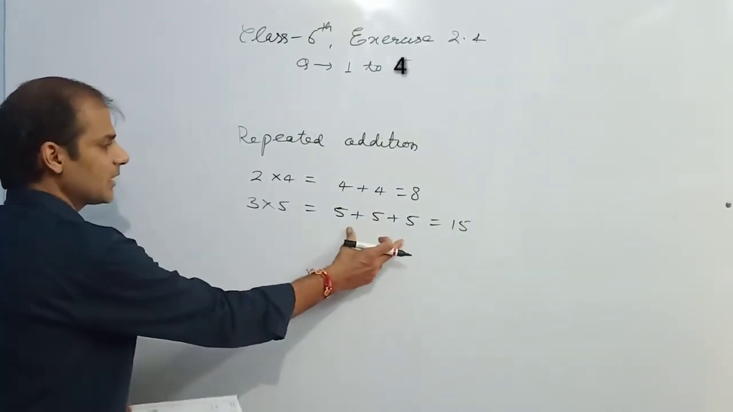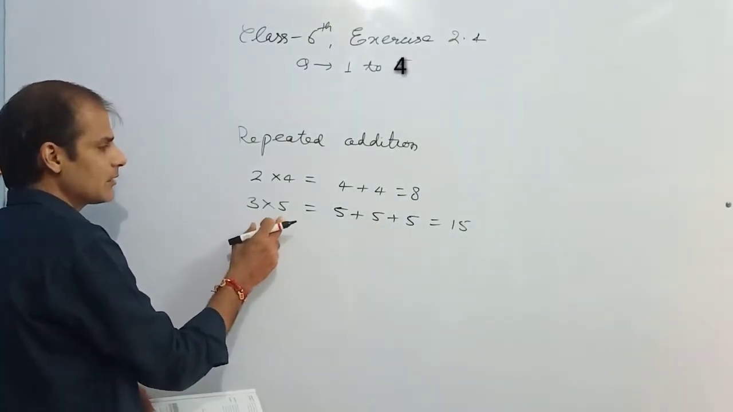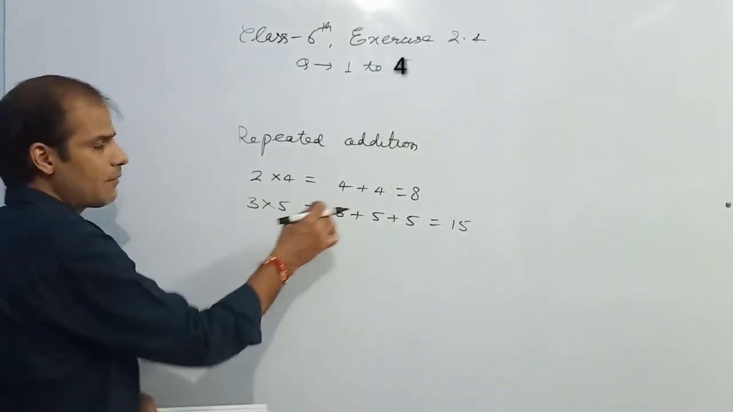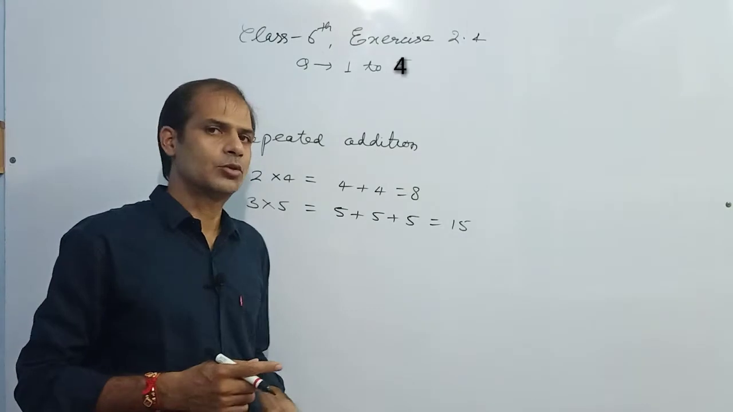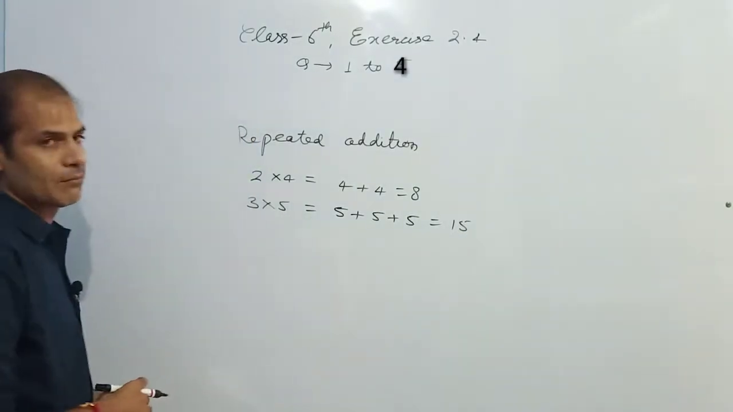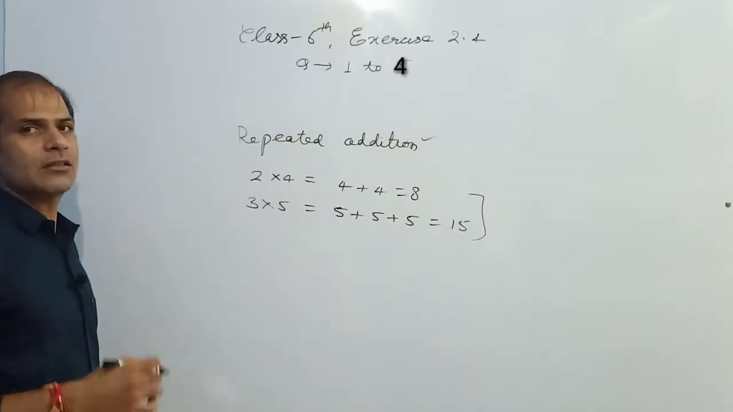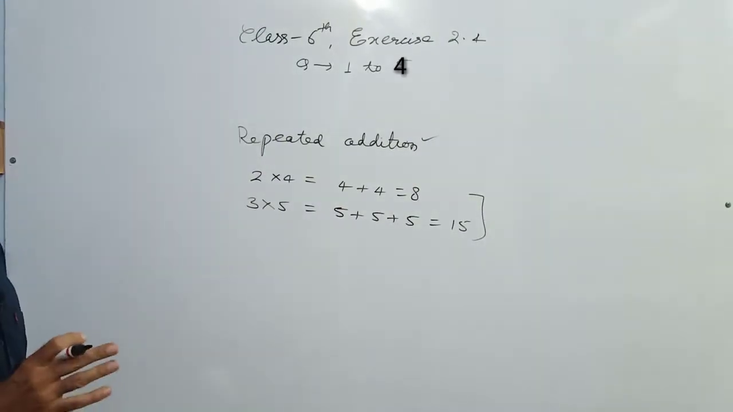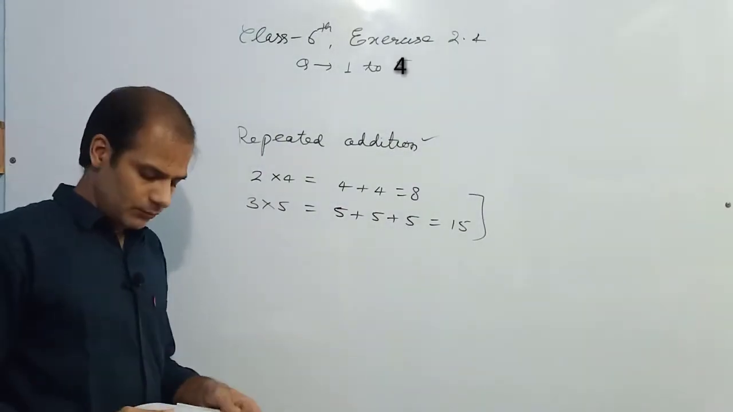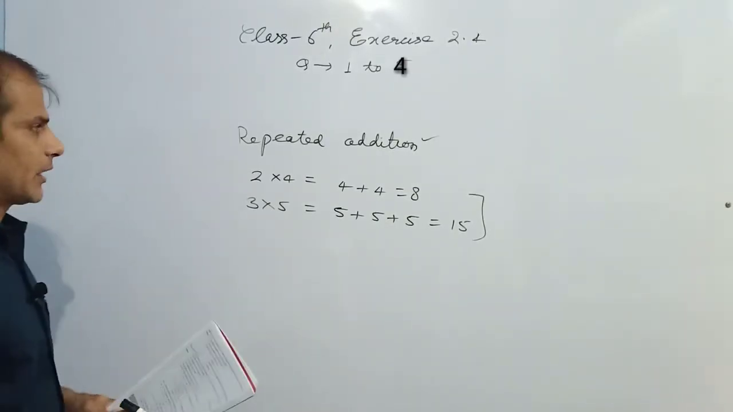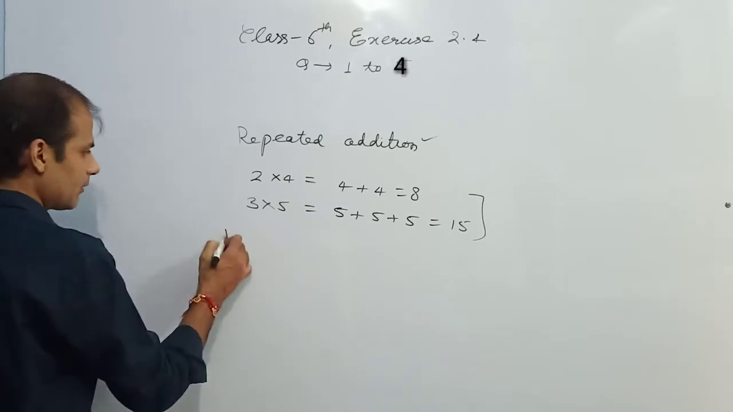So this is the repeated addition. 3 into 5 means it is thrice of 5. Thrice means 3 times. So we have to add 5 three times to itself. It will give 15. Hence we can say multiplication is nothing but repeated addition only. There are a few more properties. Distributive property. What is the distributive property?